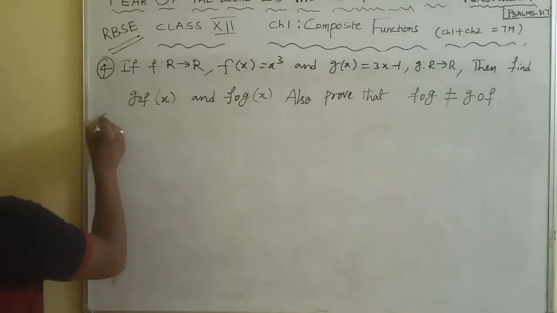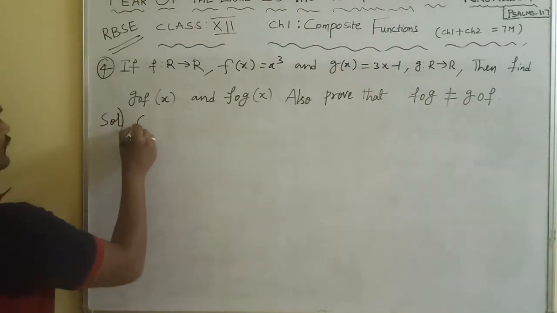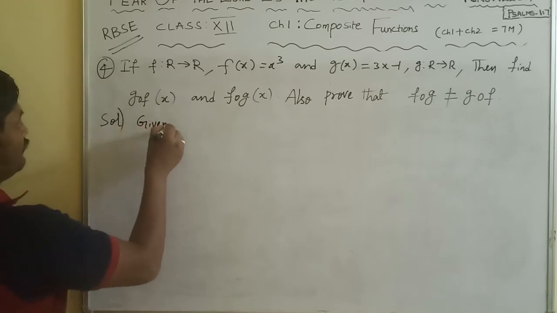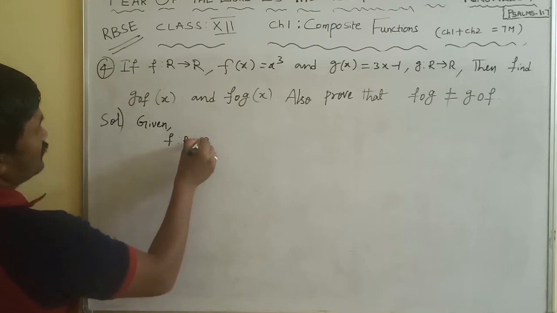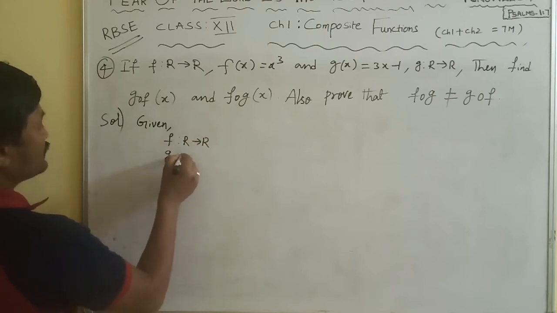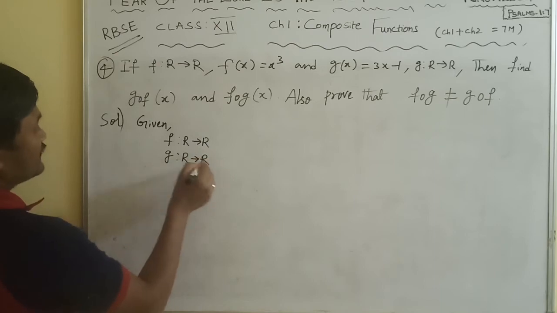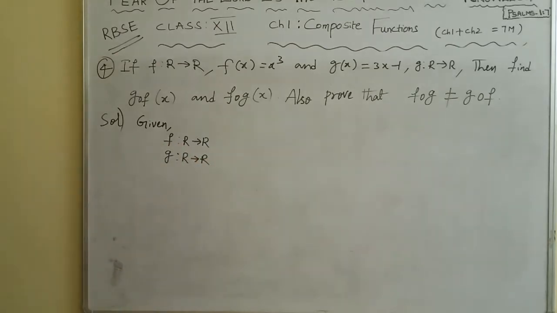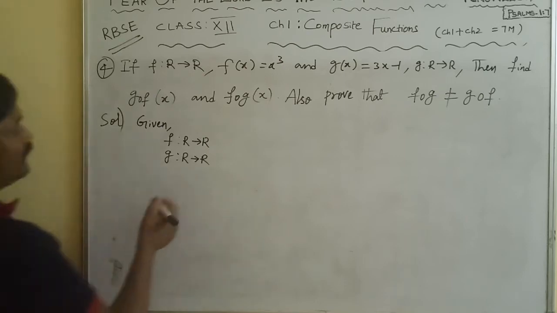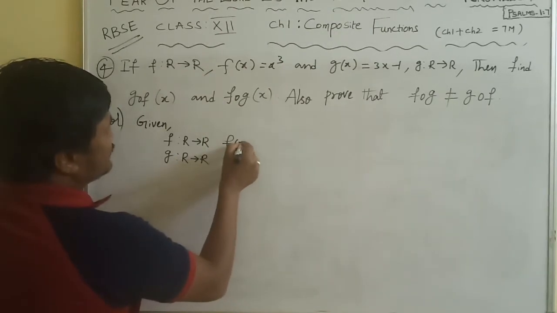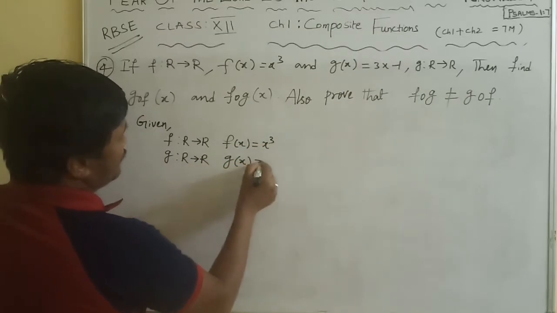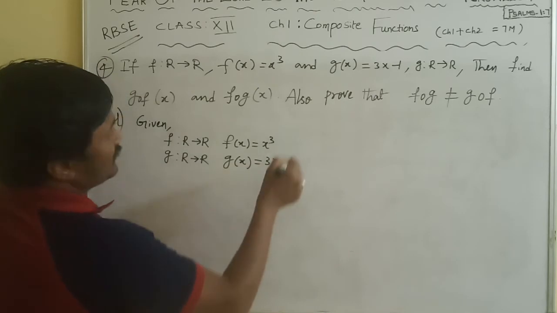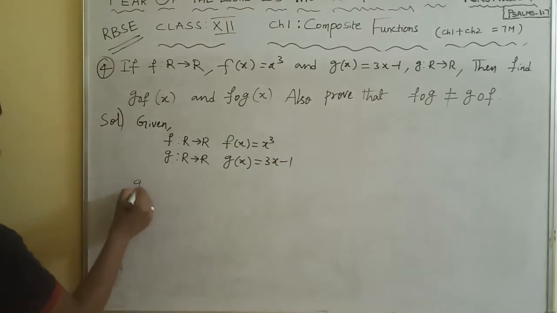So first, in this solution, what is given first? Given here, f maps R to R, and g maps R to R, so it's clearly saying that it satisfies one-to-one and onto function. Now let me move on to this. f of x is equal to x cube given, and g of x is equal to 3x minus 1 given. Now first one, find g circle f of x.